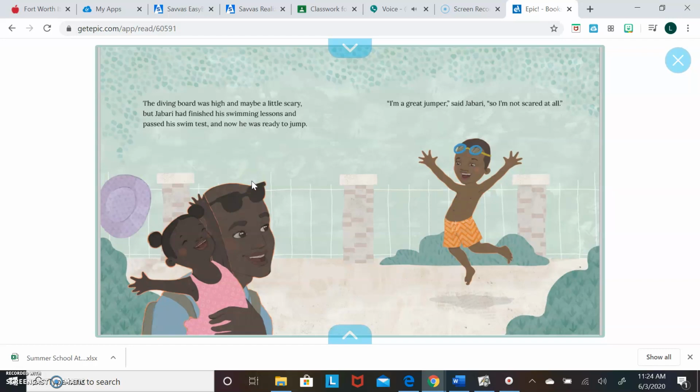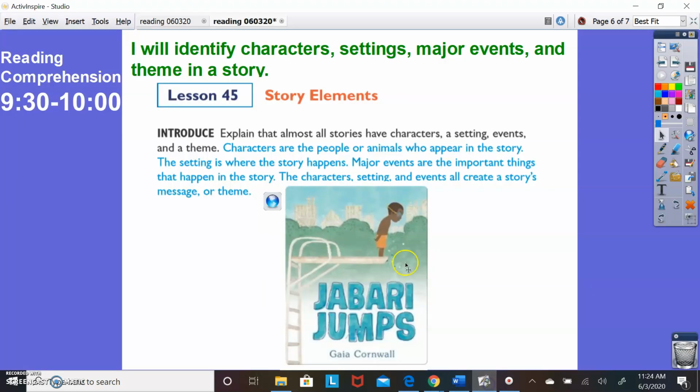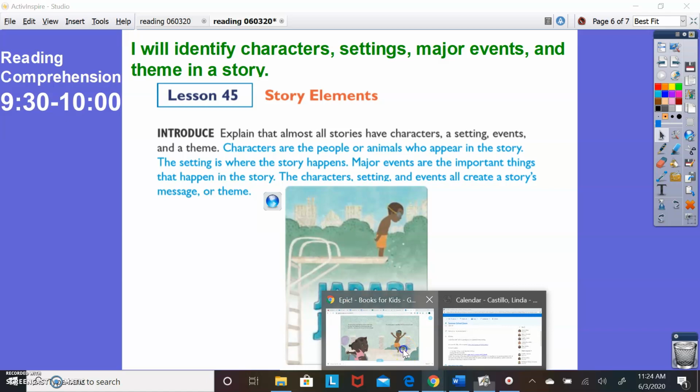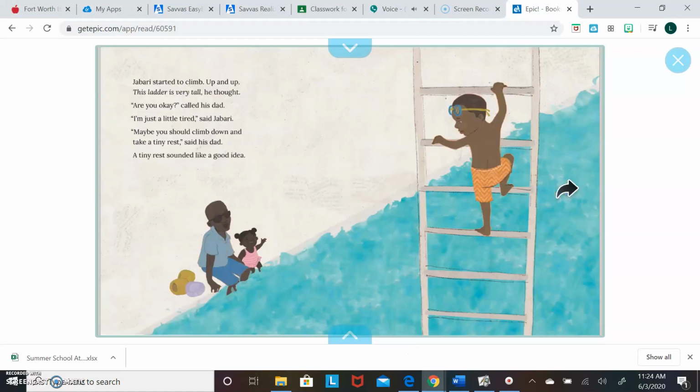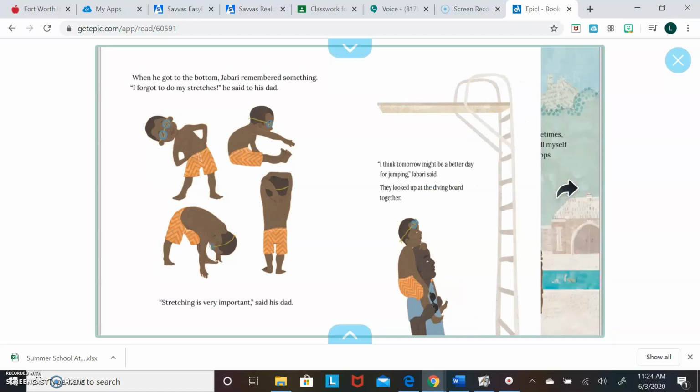The last thing I want to point out to you is if we come back here, we also want to identify the theme. Remember, a theme is something that the author maybe wants to teach us, something that we could use in real life. So if I'm thinking about what we read so far, it makes me think about this part right here. And I think you're going to agree.